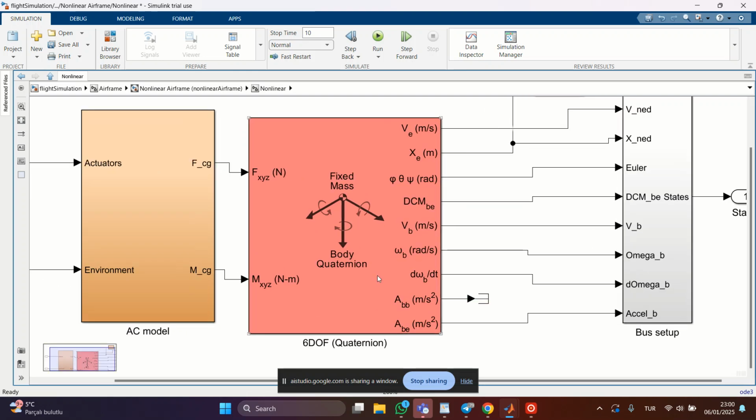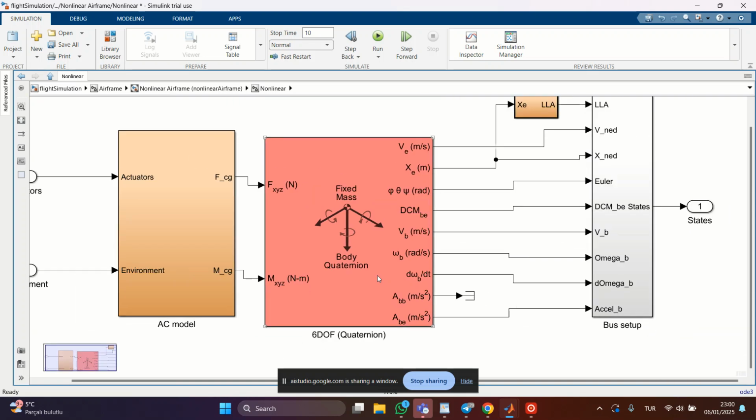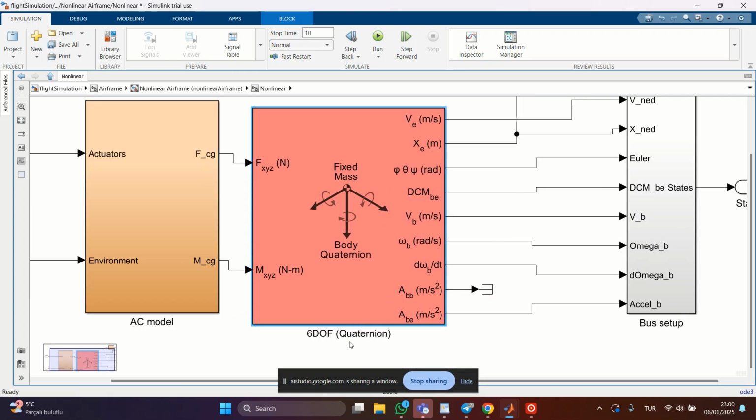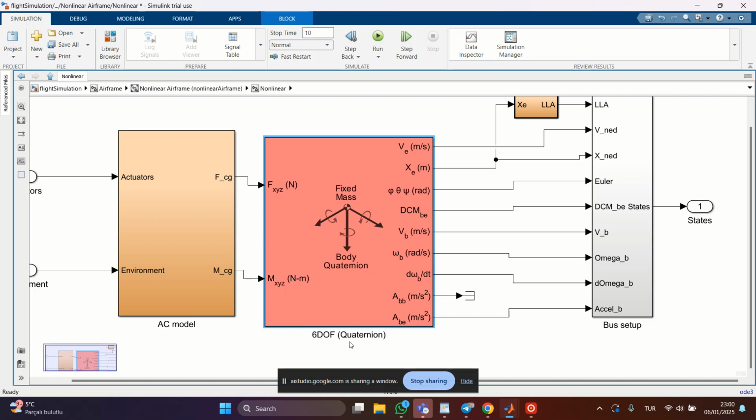So 6DOF, what does it mean, 6DOF? Sure, 6DOF stands for six degrees of freedom. This refers to the six independent ways a rigid body can move in three-dimensional space, including three translational motions: forward/backward, up/down, left/right, and three rotational motions: pitch, yaw, and roll.